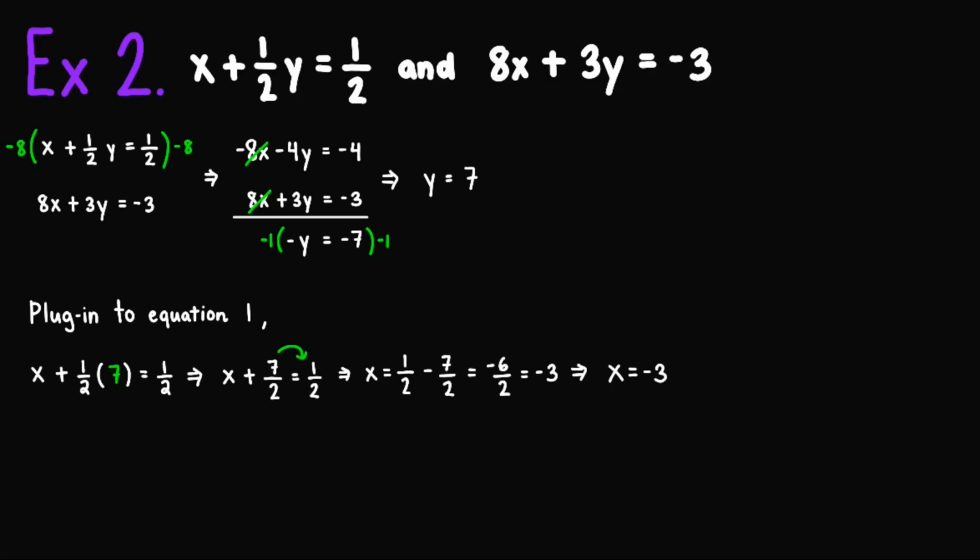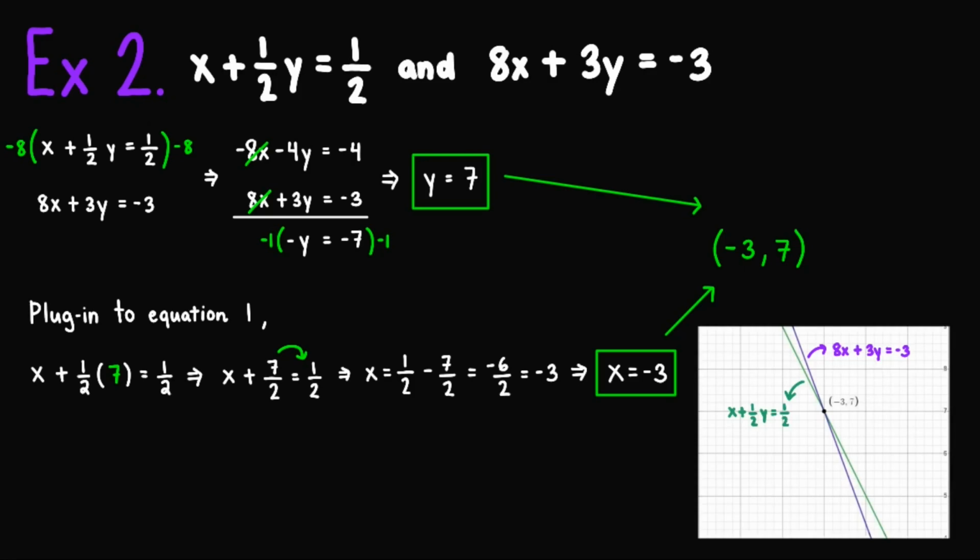Now, given this, we can now obtain the solution to this linear system. So using these two, the solution is negative 3, 7. And so that is the answer for this problem. And indeed, if we check out its graph, although it's quite small, you can see that the intersection is indeed at negative 3, 7.